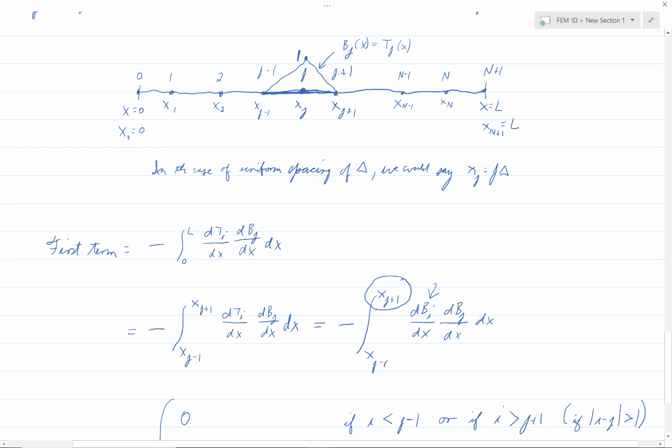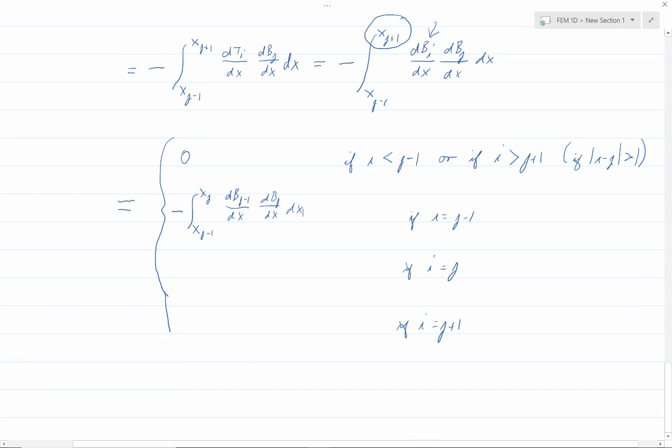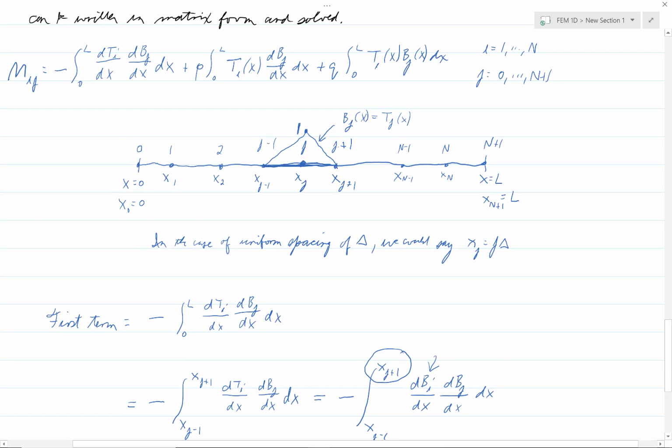And if i is equal to j, so that we have both functions look exactly like that, then we do indeed in that case have to integrate over the entire region. So we would have minus the integral from x_{j-1} to x_{j+1} of (db_j/dx)² dx. And finally, if i is equal to j plus 1, then in that case we would have something like this for our testing function.